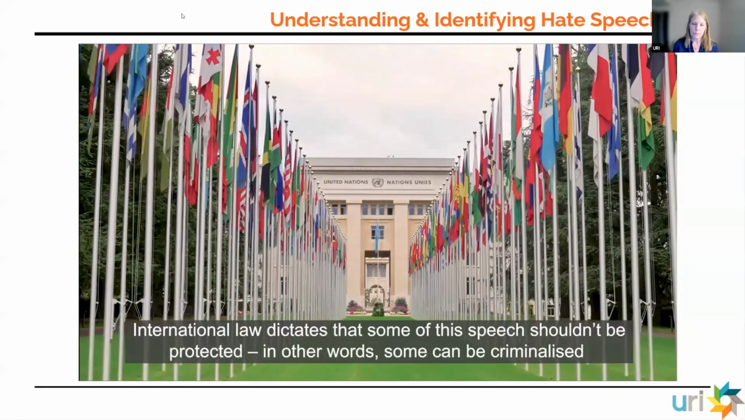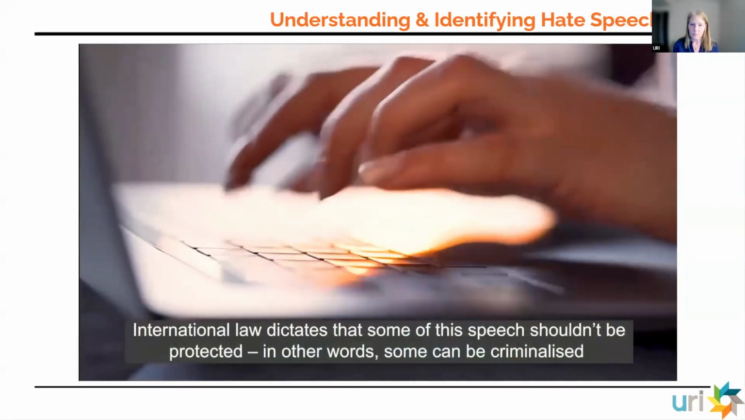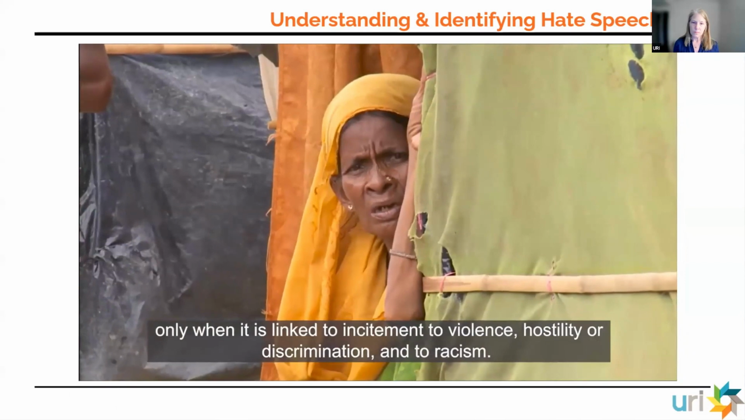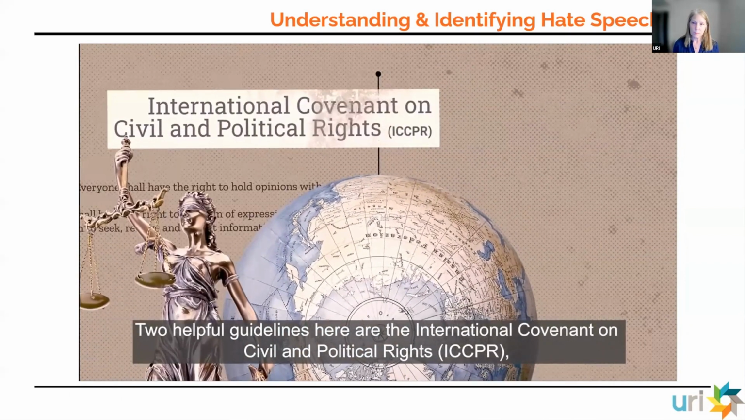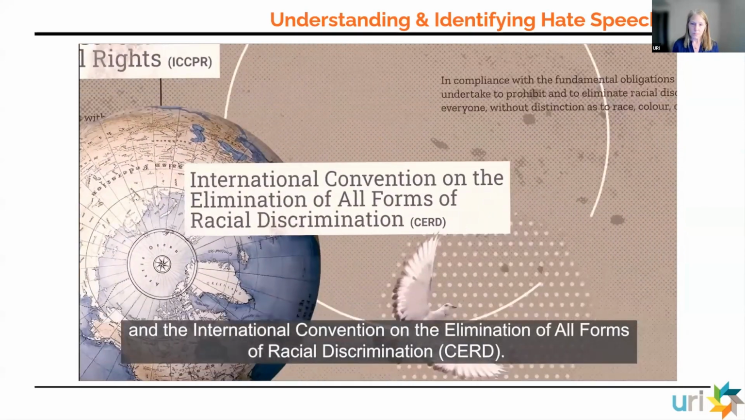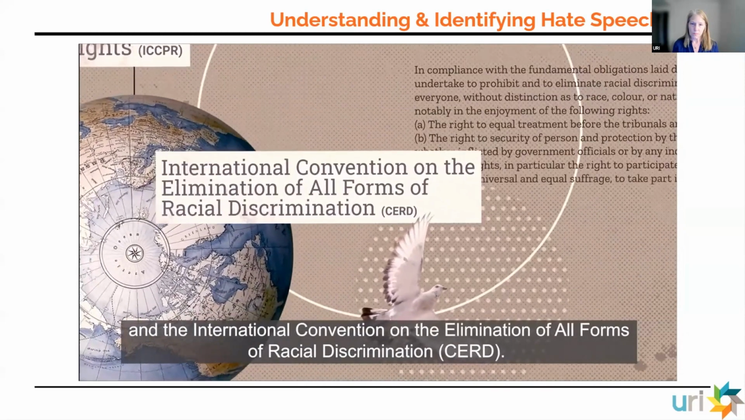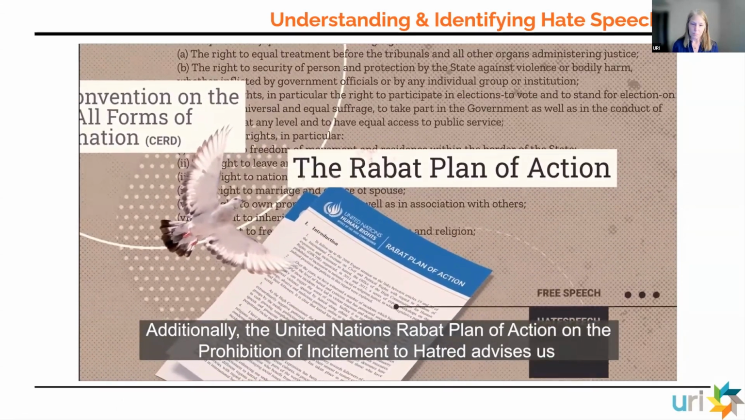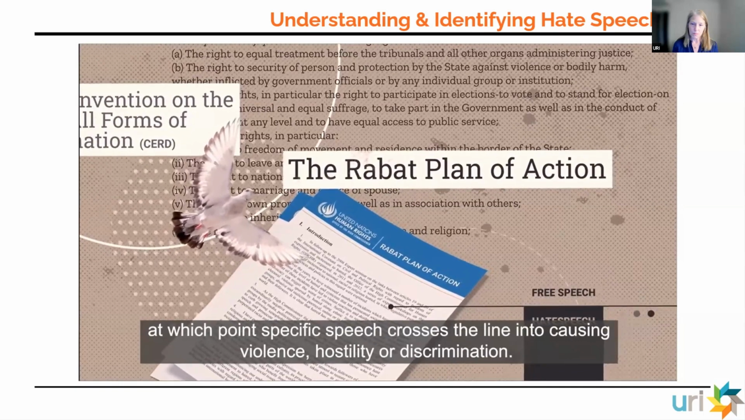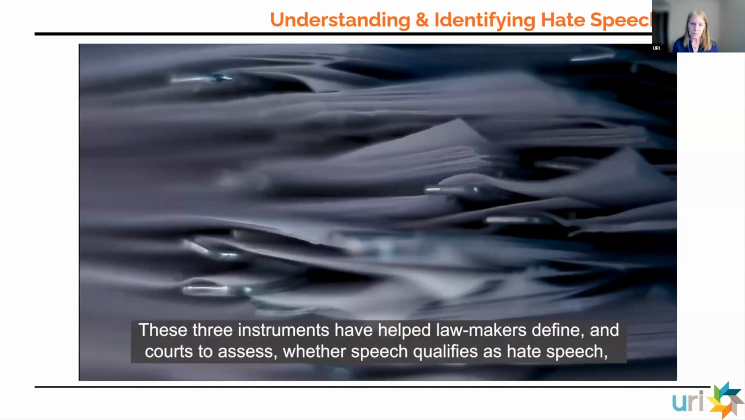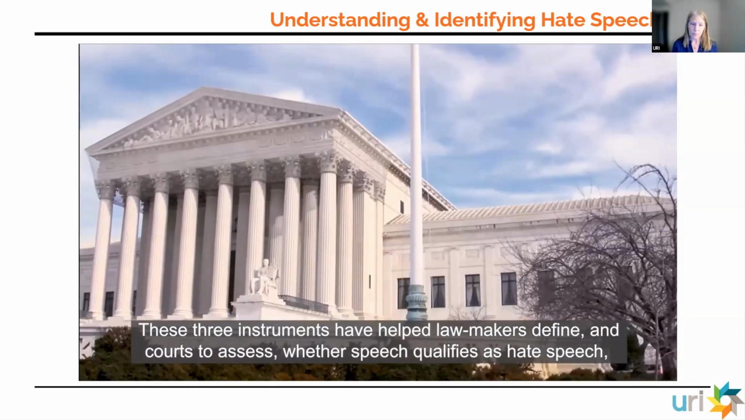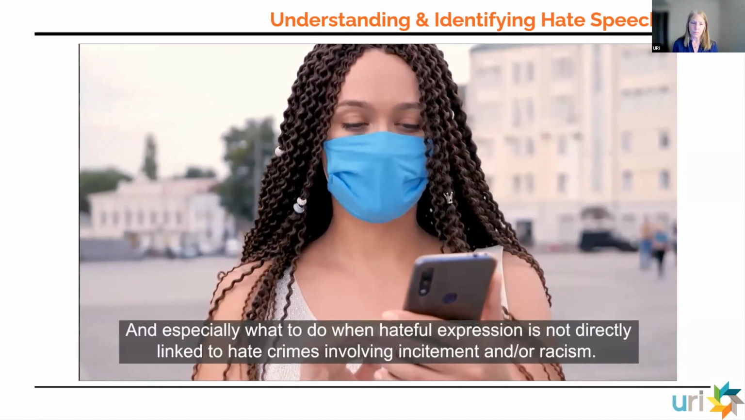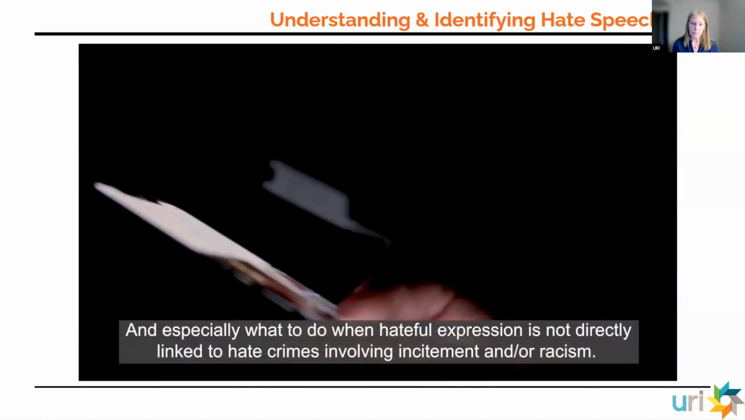International law dictates that some of this speech should be protected. In other words, some can be criminalized only when it is linked to incitement to violence, hostility, or discrimination, and to racism. Two helpful guidelines here are the International Covenant on Civil and Political Rights, ICCPR, and the International Convention on the Elimination of All Forms of Racial Discrimination, CERD. Additionally, the United Nations Rabat Plan of Action on the Prohibition of Incitement to Hatred advises us at which point specific speech crosses the line into causing violence, hostility, or discrimination. These three instruments have helped lawmakers define and courts to assess whether speech qualifies as hate speech and what to do about it.